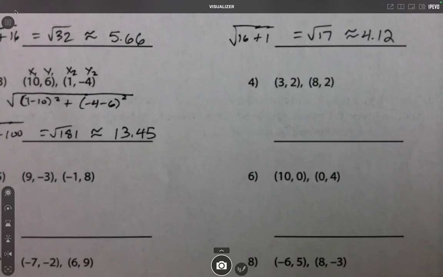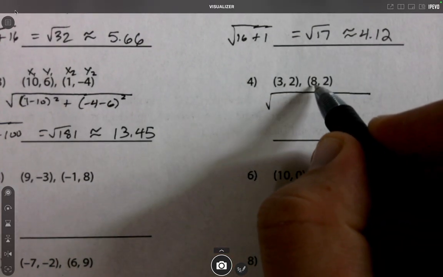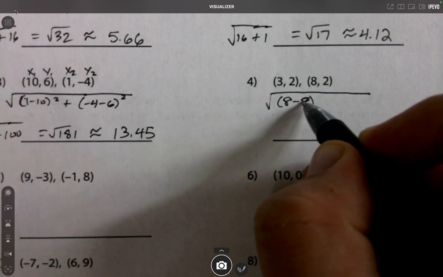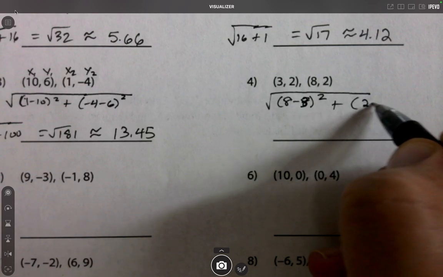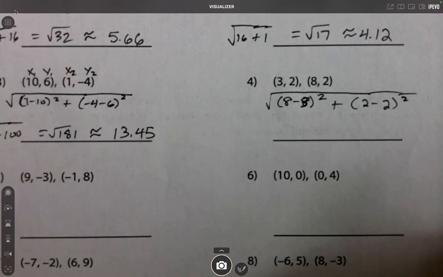Okay, number 4. We do x2, which is 8, minus x1, which is 3. Sorry, that's a 3. Then square it. Plus y2, which is 2, minus y1, which is also 2, and then square it.